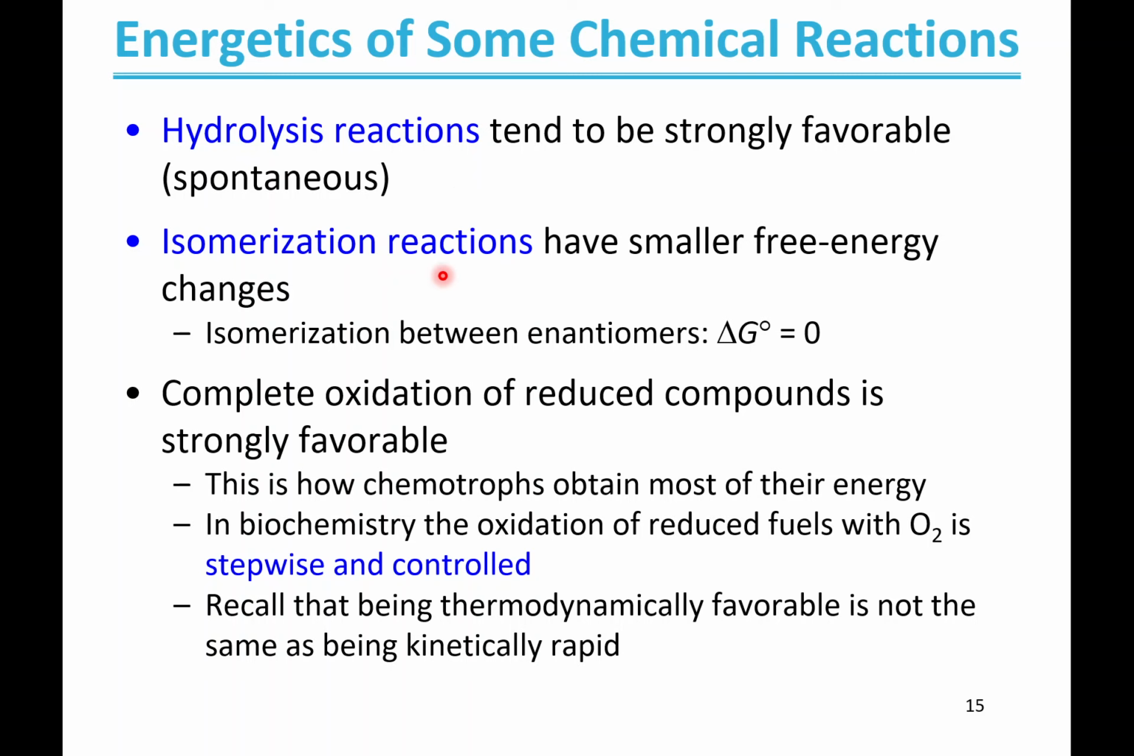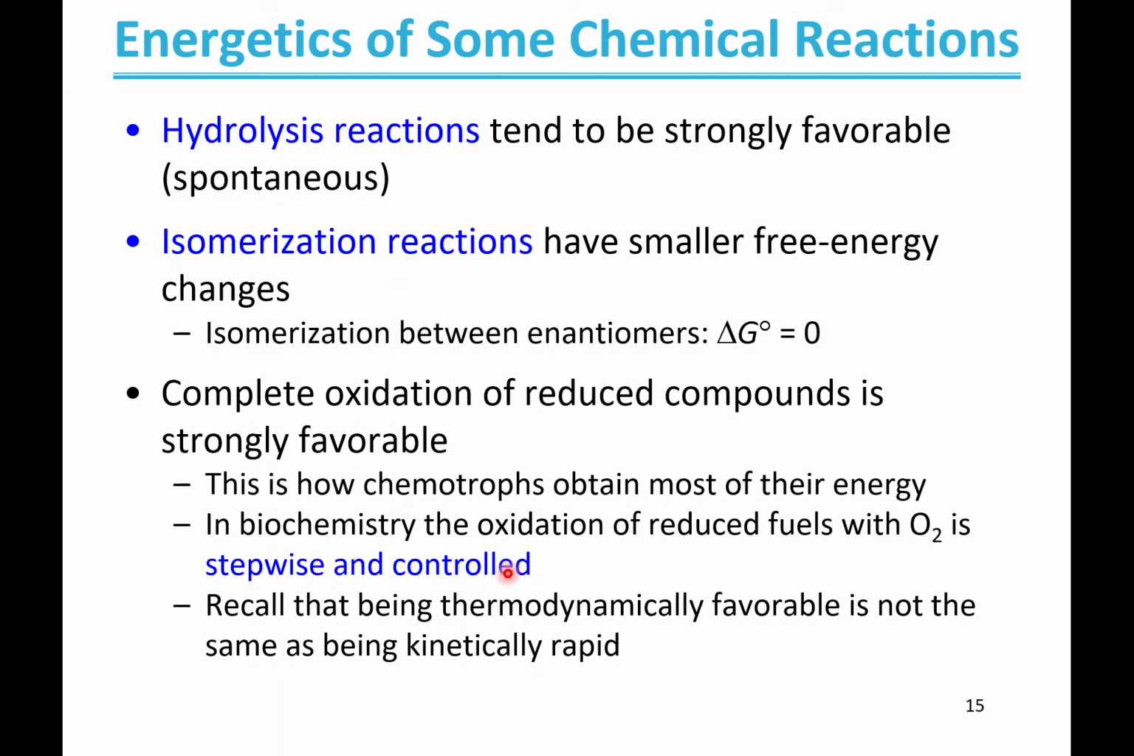Isomerization reactions, on the other hand, you're just rearranging the same atoms in a molecule. They have smaller free energy changes, so their delta G at standard state values tend to be closer to zero. Complete oxidation of a reduced compound is strongly favorable. This is how chemotrophs obtain most of their energy. So chemotrophs are living organisms that don't have photosynthesis, basically.